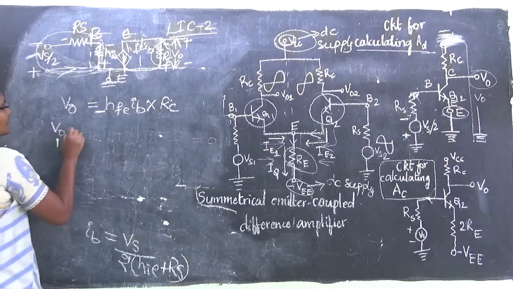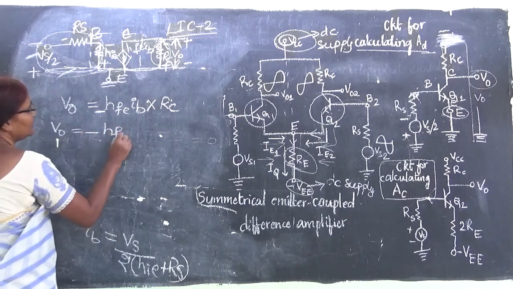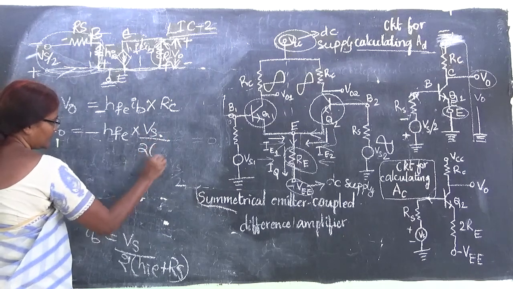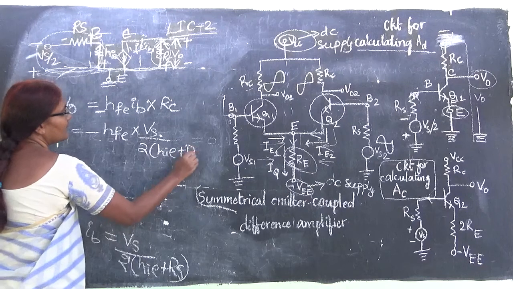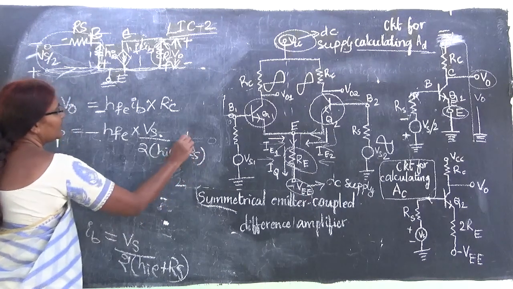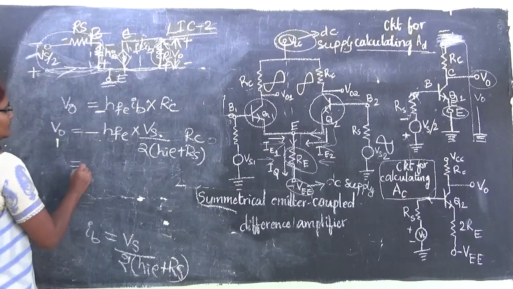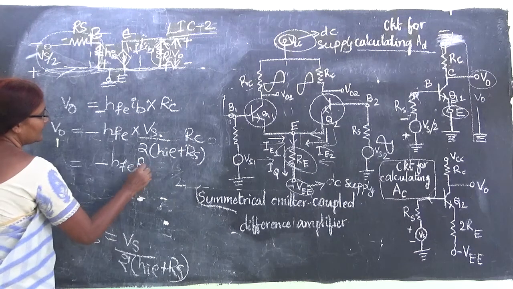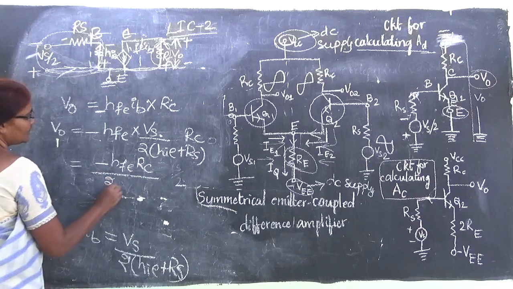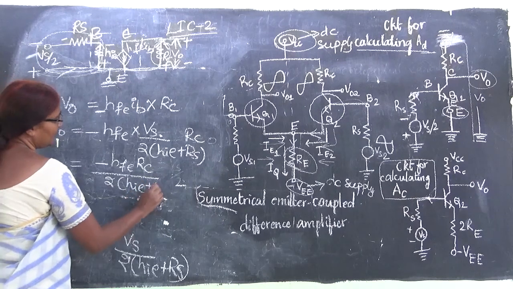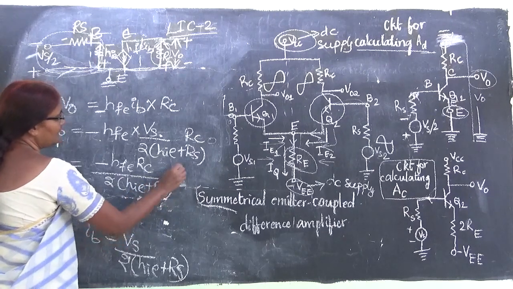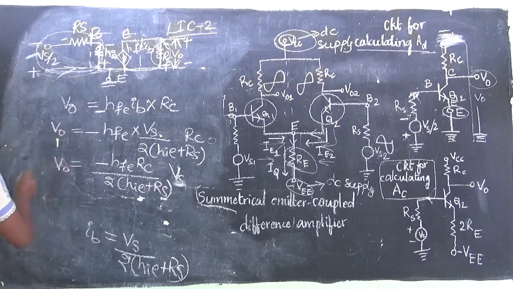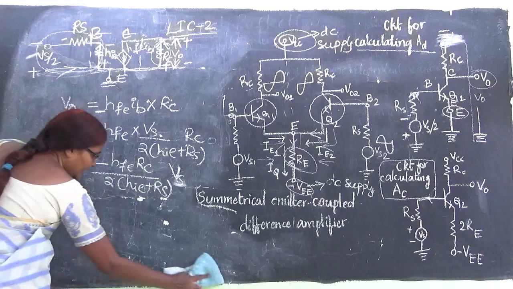So V naught is going to be minus HFE into Vs by 2 into HIE plus Rs into Rs. So this is nothing but minus HFE RC by 2 into HIE plus Rs, into Vs. So this is V naught.